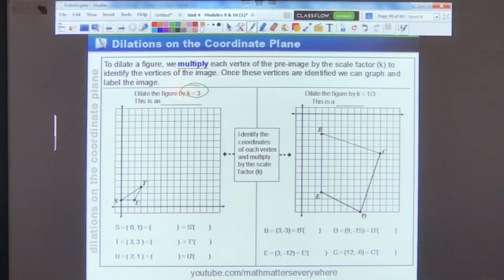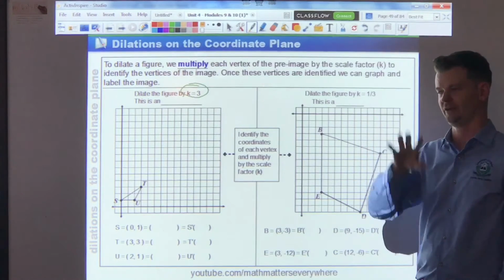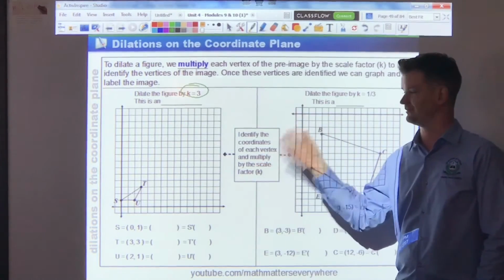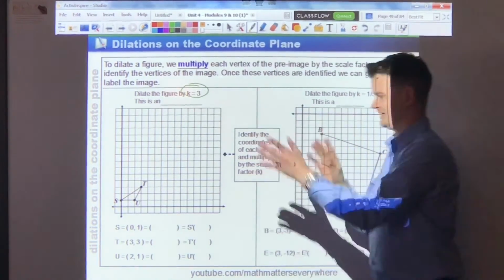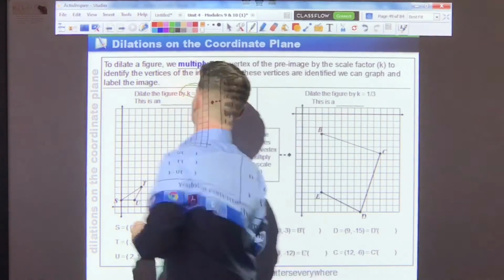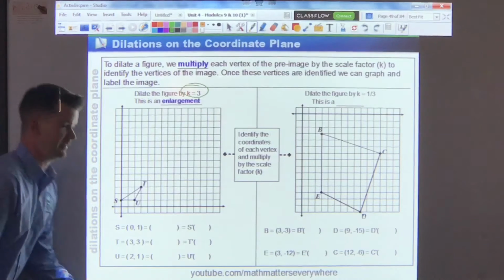If K equals 3, is this going to get bigger or smaller? Bigger. It's going to get bigger. The coordinates will get bigger. These numbers will increase in size. So this is an enlargement.